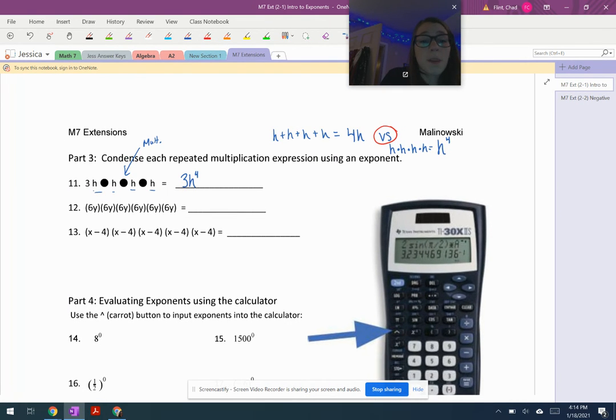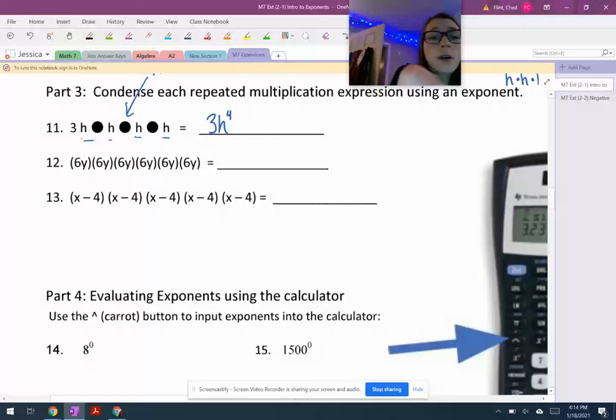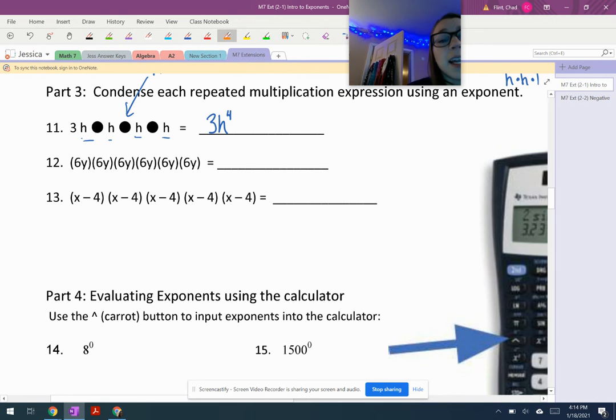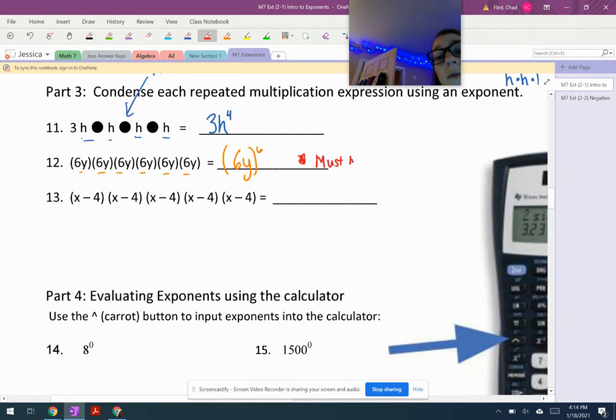It's important. Okay, so number 12 here, noticing the parentheses, noticing that the 6 is happening over and over and over again with the y also. It's being repeatedly multiplied. Not like the 3 was in 11 here. That was only being multiplied once. So 1, 2, 3, 4, 5, 6. So 6y to the 6th. That is not correct the way I have that written. You need to have that in parentheses because both the 6 and the y are being multiplied. So very, very important. You must have parentheses.